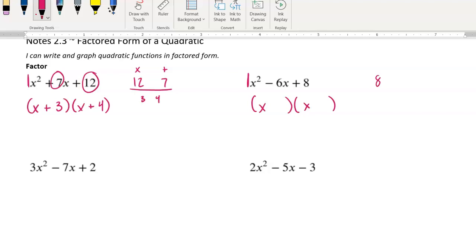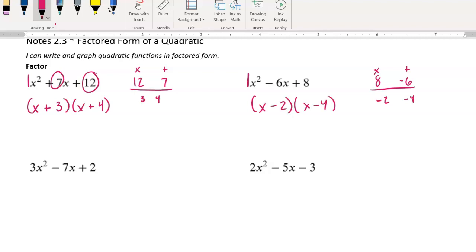We're trying to find two numbers that multiply together to be 8 and add together to be a negative 6. If you have two numbers that multiply together to be a positive 8, and they add together to be a negative 6, what does that mean? Well, that means that they both have to be negative. Because negative 2 times negative 4 would be a positive 8, and negative 2 plus a negative 4 would be a negative 6.